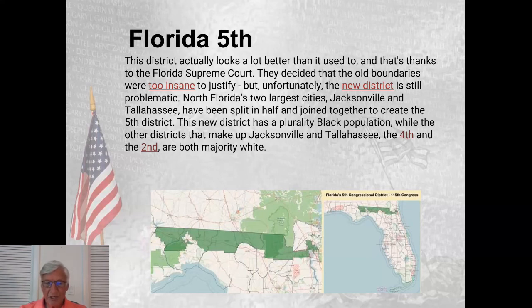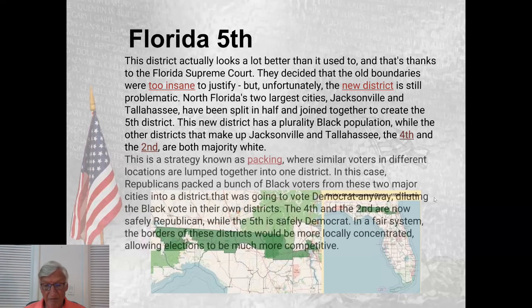The new district has a plurality Black population, while the other districts that make up Jacksonville and Tallahassee, the 4th and 2nd, are majority white. Is race a factor? Even though race cannot be considered, don't you suppose somebody quietly was considering it? This is known as packing, where you're getting people of a certain group all shoved into one district. And in the process, the 4th and 2nd are now safely Republican, and the 5th is safely Democrat.